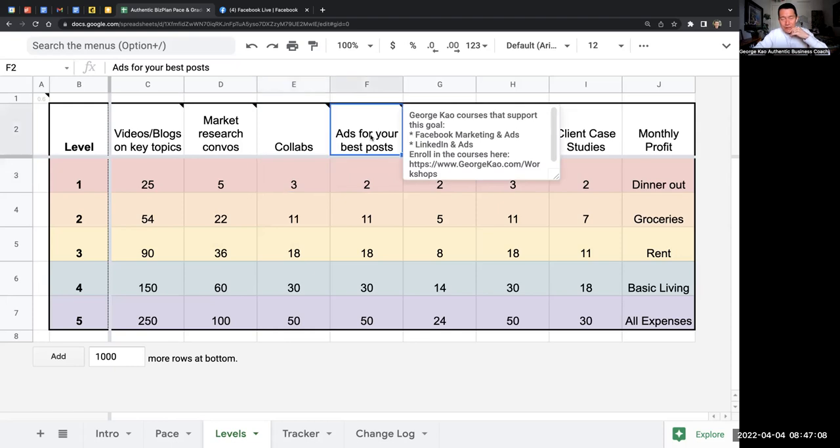Ads for your best posts. I'm talking about stage 2 content. Again, if you don't know what stage 2 content is, go to Google and search the 3 stages of content creation and read my blog posts. So, ads for your stage 2 content using Facebook and Instagram and LinkedIn. I have courses on that.